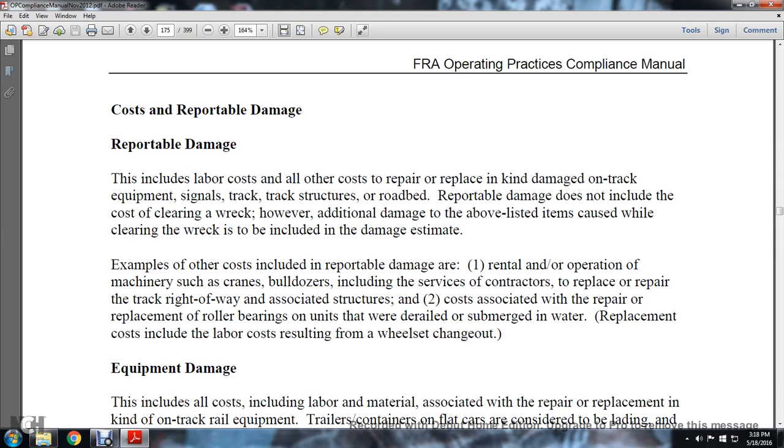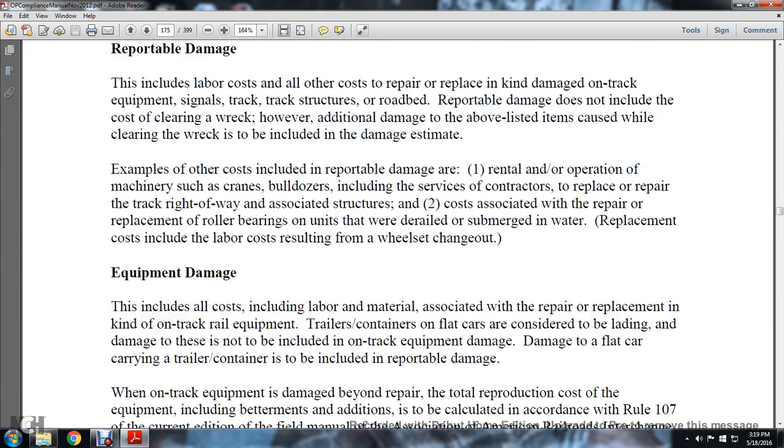Estimates of the items included with the reported damage: 1, rental of operating machinery such as cranes and bulldozers, including service or contracted work to replace or repair the track of the right of way and the associated structures. 2, the cost associated with the repair or replacement of roller bearings on units, whether derailed or submerged in water. Replacement costs include labor costs resulting in wheel set change out.